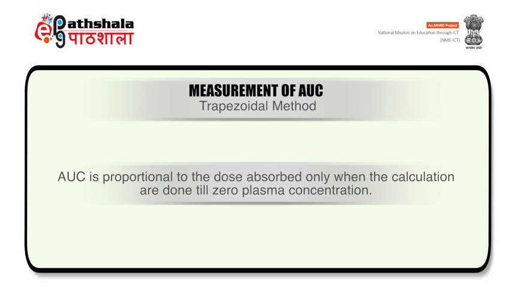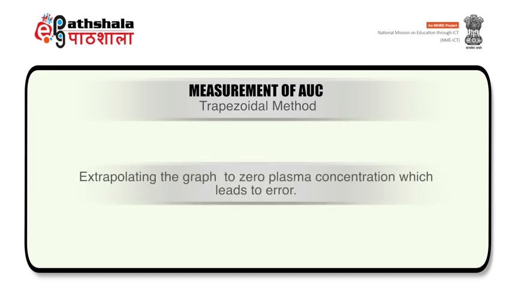AUC is proportional to the dose absorbed only when the calculations are done till zero plasma concentration. This is not possible in many of the cases, and hence the calculation is either done up to which the results are available, or we need to extrapolate the graph, which leads to error.